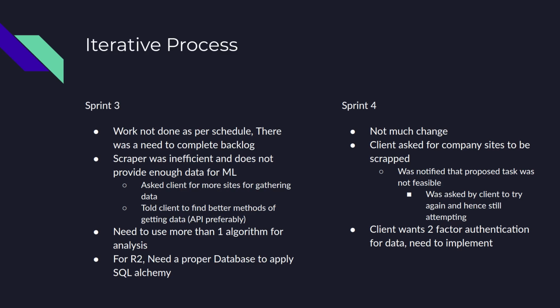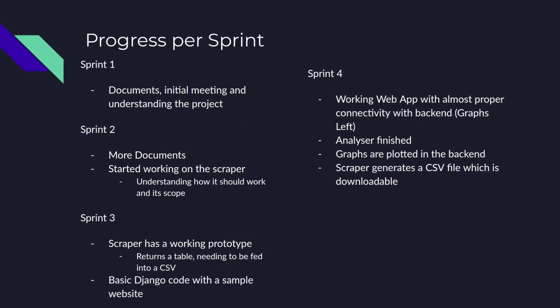In Sprint 4, not much changed. However, the client asked for company sites to be scraped, and we immediately notified the client, after looking into the feasibility study of the proposal, that it was not that feasible. However, the client asked us to try again, and hence we are still attempting to do the same. The client also notified us about a need for a two-factor authentication of data. This is the progress we have made per sprint, as can be read from the screen.